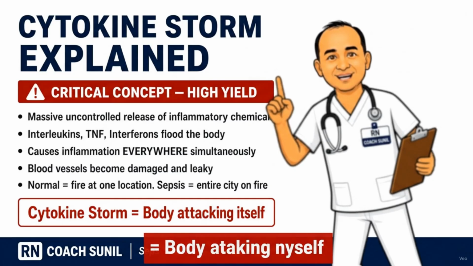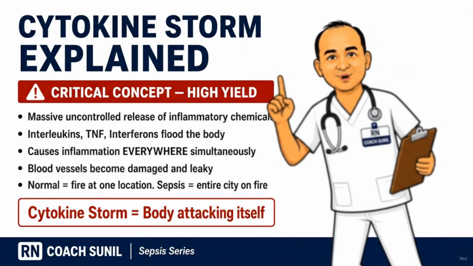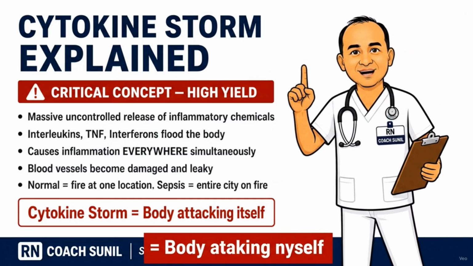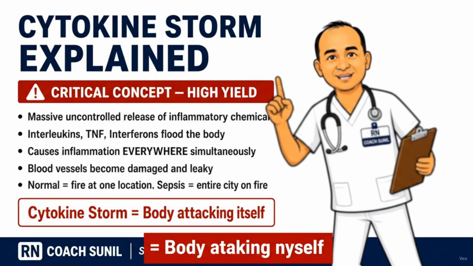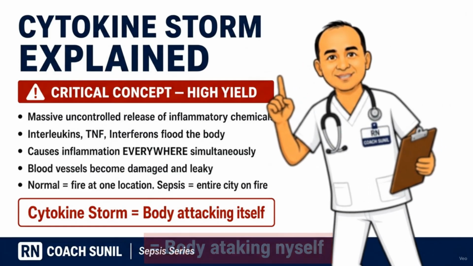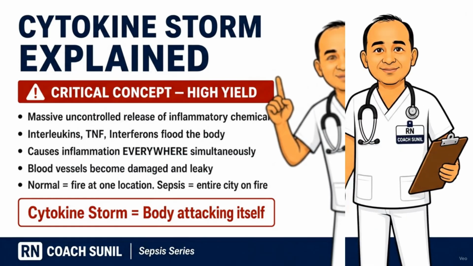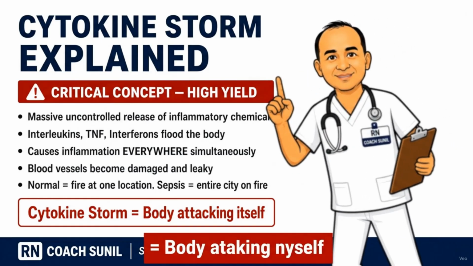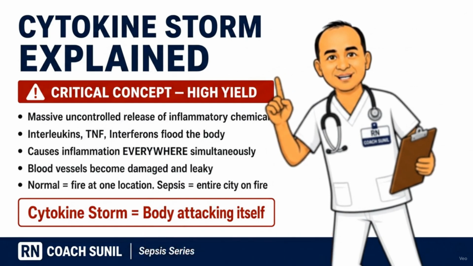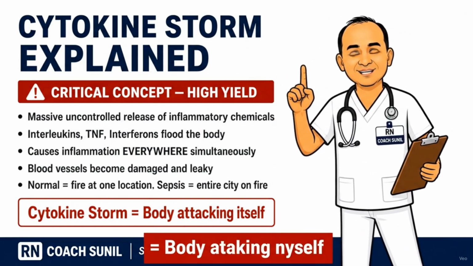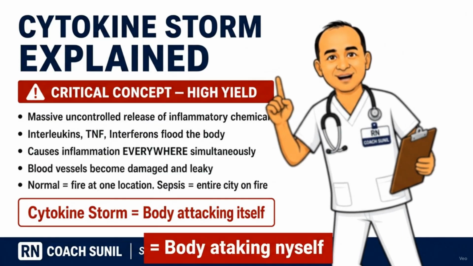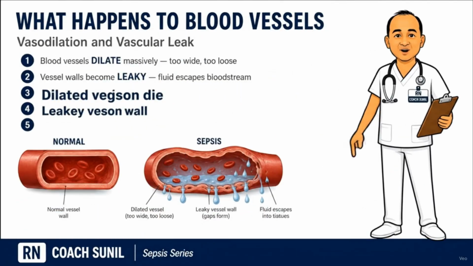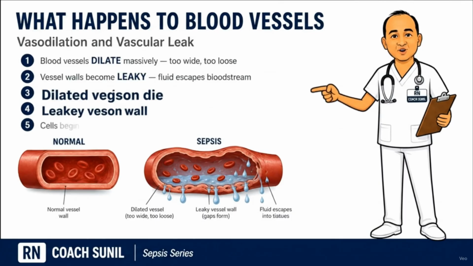Nurses, this is a critical concept. Listen carefully. A cytokine storm is when the immune system releases an uncontrolled flood of inflammatory chemicals called cytokines: interleukins, tumor necrosis factor, interferons. These chemicals are supposed to fight infection, but in massive uncontrolled amounts, they cause inflammation everywhere, not just at the infection site, everywhere, simultaneously. This is where sepsis becomes life-threatening.